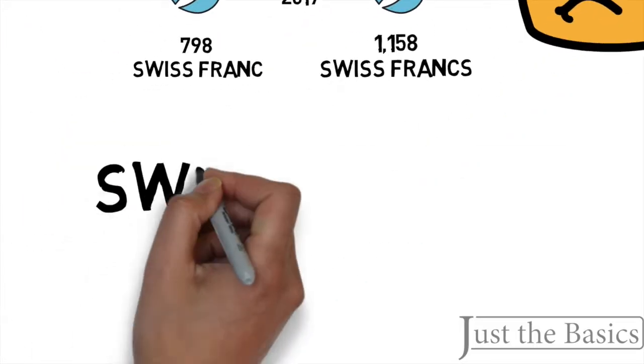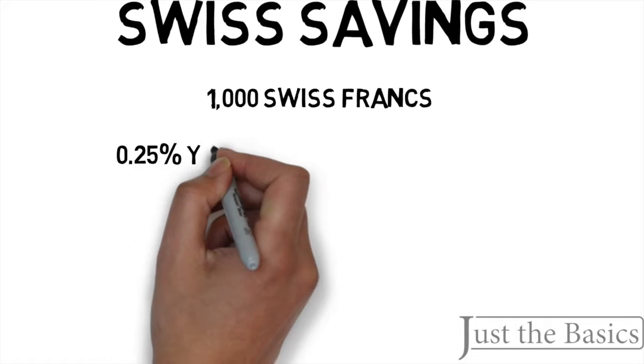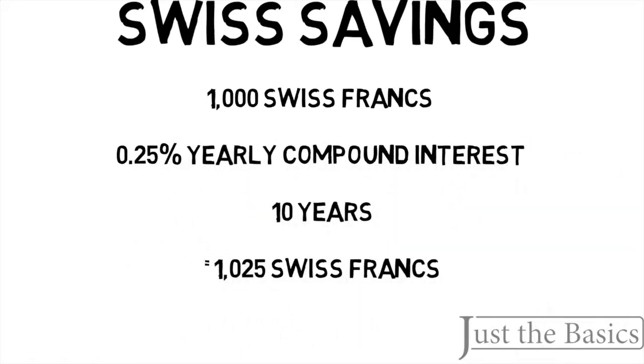So now we get into the Swiss savings account. Now, most Swiss savings accounts are giving you an interest rate of 0.25%, 0.22%, 0.3. There's a whole reason for this, and I go into that in one of my info sessions, actually, so I won't go into that here. In any case, if you take that same amount of money, the 1,000 francs, and you put it into a Swiss savings account at 0.25% yearly compound interest over 10 years, you will then have 1,025 francs.